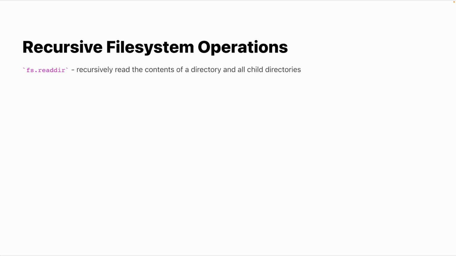Finally, let's talk about the fs.readdir method. This is a method to recursively read the contents of a directory and all child directories. This method currently exists, but it only reads a single directory. So the idea here, again, is to add this second recursive option, which would let you read the contents of a directory and any of its subdirectories and any of their subdirectories and so on.